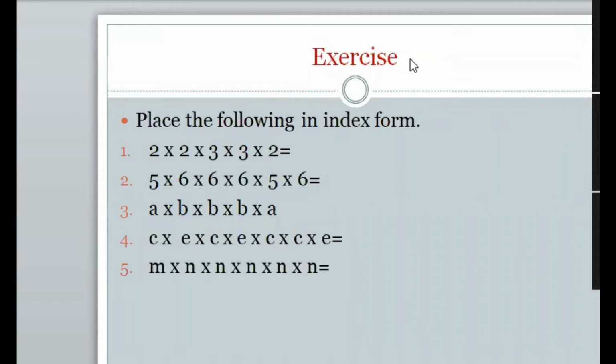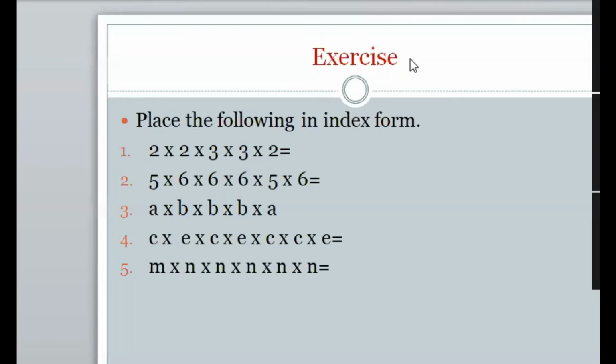All right, so the first person, Rochelle, tell me how you got the first question, placing it in index form. Miss, I rewrite it and then add the equal sign. I put 2 to the 3rd power multiplied by 3 to the 2nd power. Did everybody get that? Yes, miss. Very good.